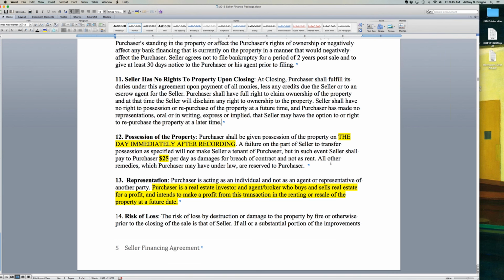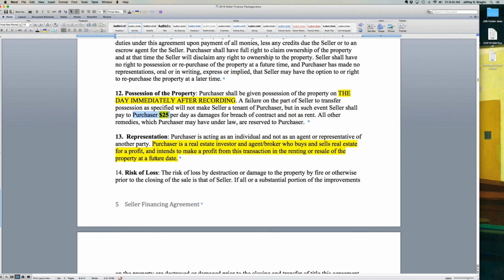Okay. Possession of property. Again, this is pretty much standard Utah REPC stuff. You get the property the day after recording, but you can change that. And if the seller doesn't get out, you can charge them a daily damage.